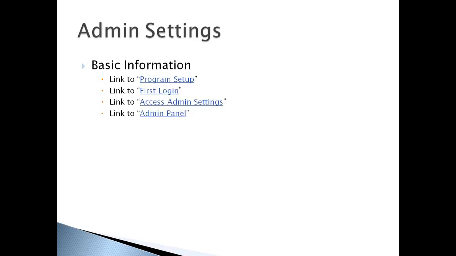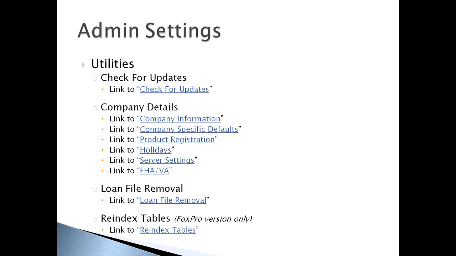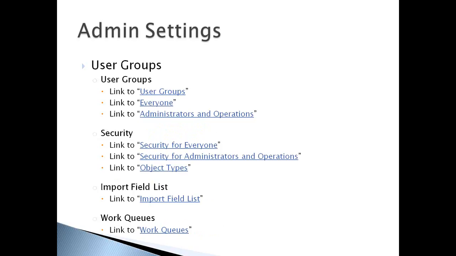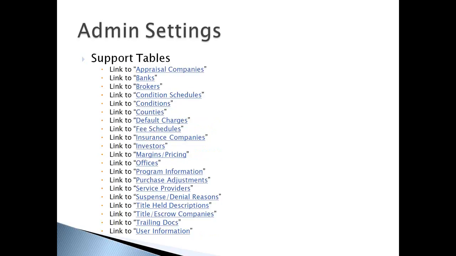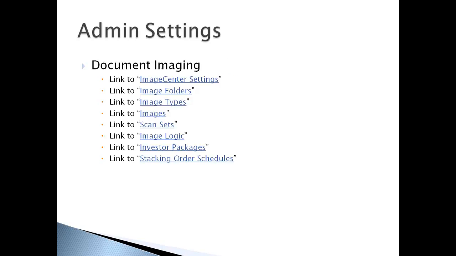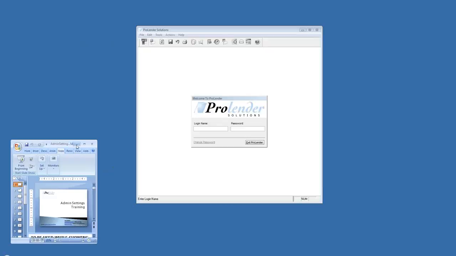Training. So under the basic information section, we're going to cover just the program setup, your very first login, accessing admin settings, and then the admin panel. Within the admin panel, we'll cover the utility section, which includes, of course, some interfaces. We'll cover user groups, support tables, the drop-down lookup values, the loan statuses, and of course, like I said, I'll show you the document imaging section. So let's go ahead and hop into admin settings.